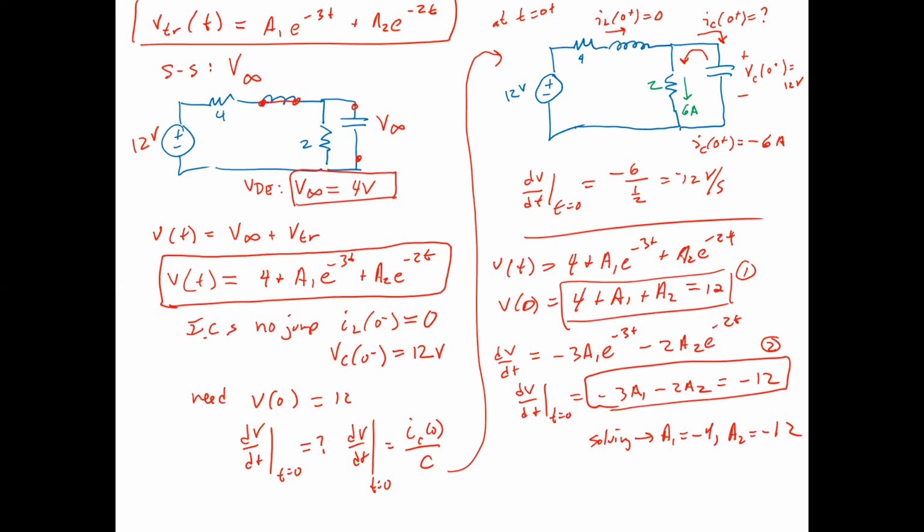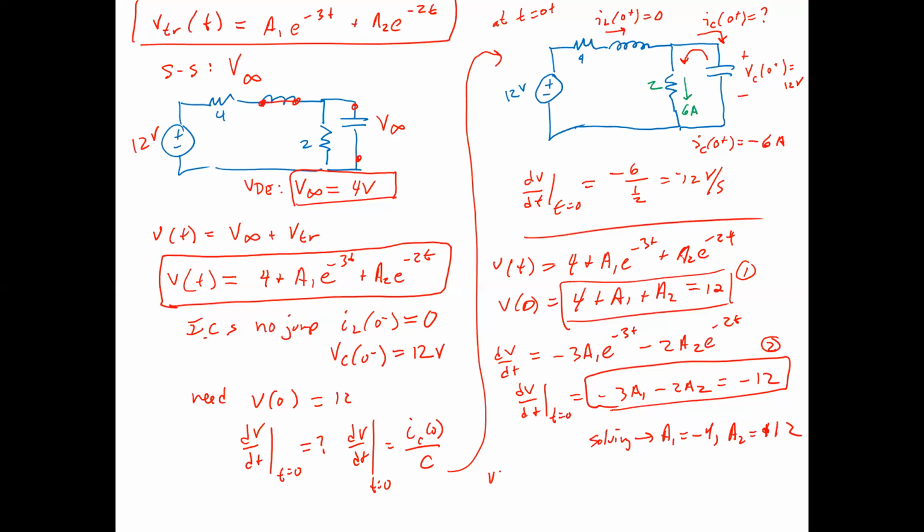Why did my screen disappear? Huh. There we go. A1 equals minus 4, A2 equals minus 12. Does that work? Wait, what? No, plus 12, sorry. A2 equals plus 12 because minus 3 times minus 4 is plus 12, minus 2 times plus 12 is minus 24. Yeah, 12 minus 24 is minus 12. Yeah, that works. So that's the whole solution.